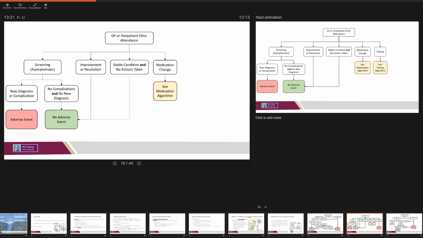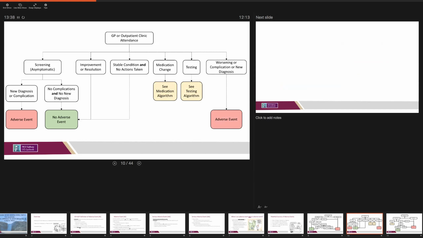If somebody goes to see somebody and their medication changes, so a patient attends any health practitioner, I'll talk you through that when we go to the medication algorithm, which is coming up soon. If they undergo clinical testing, I have an algorithm for that, and I'll show you that in a second, because otherwise these things become completely illegible. And the other one is if there's a worsening or a complication or a new diagnosis, they will always be adverse events.